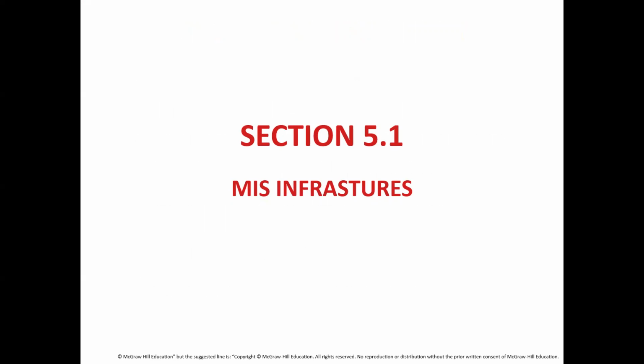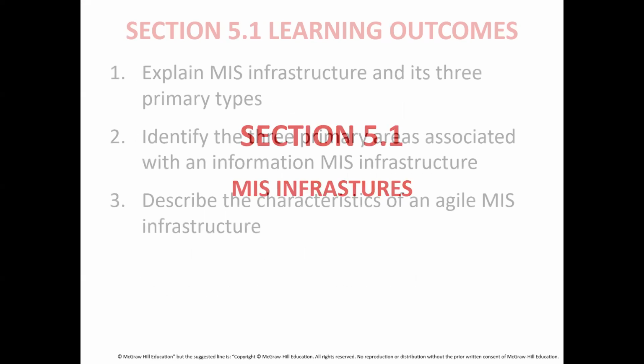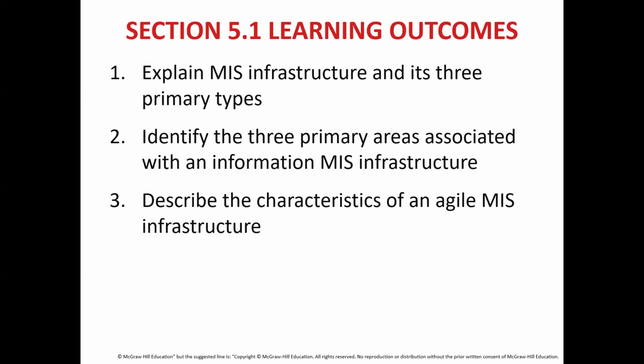Section 5.1, MIS infrastructure. In this section, the learning outcomes are: explain management information system infrastructure and its three primary types. Identify the three primary areas associated with a management information system infrastructure. And the third learning outcome is describe the characteristics of an agile management information system infrastructure.